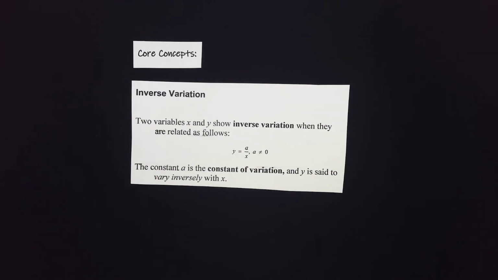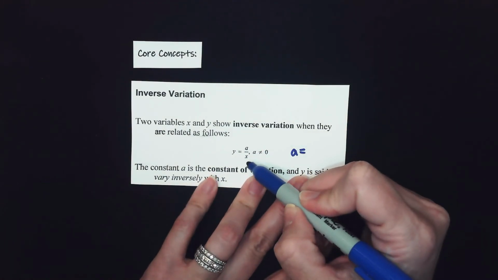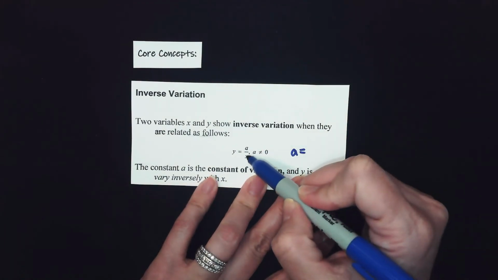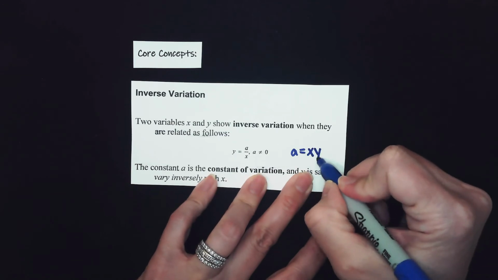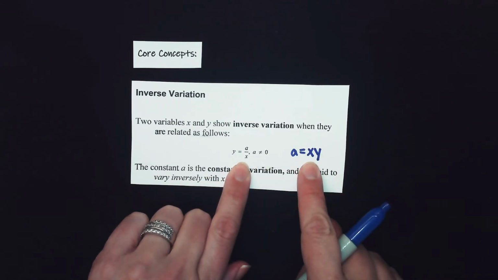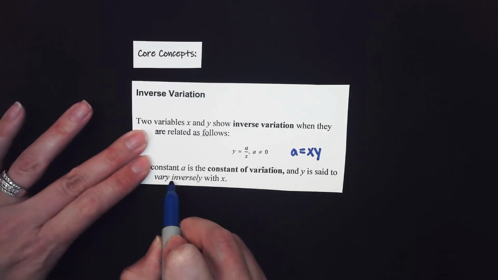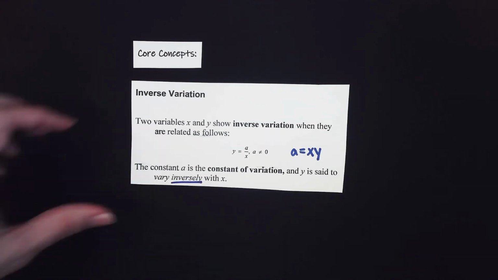But I also want to show you that yes, it's y equals a over x. But sometimes you'll have a constant, and to solve for that constant, which is our a, I have to multiply by the x, so we get xy. If the equation looks in either of these formats, it is inverse variation. And this means a is a constant of variation, and y is said to vary inversely with x. That's why it's called inverse variation.